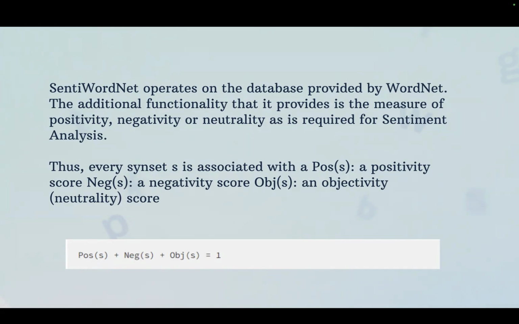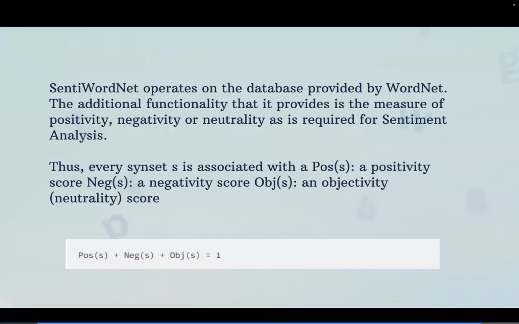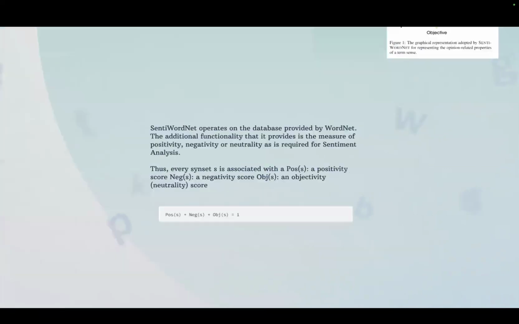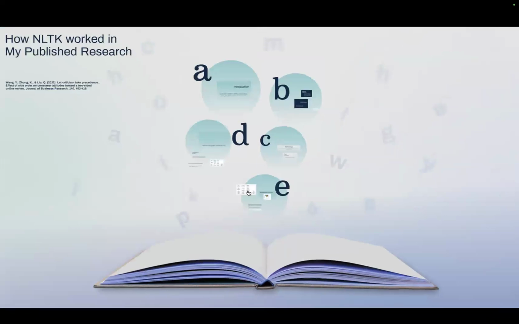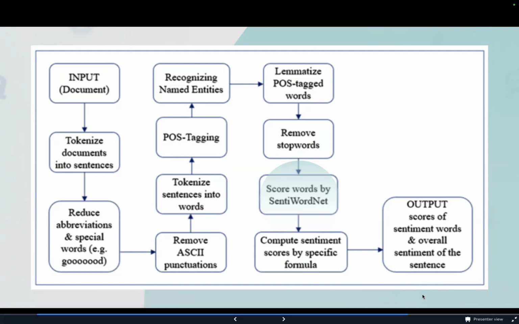Just like what we can see in this formula, every synset is associated with a positive score, a negative score, and an objective score, adding up to 1. That's how we can give each word their score at the sentimental level. And finally, we can compute the sentiment score by another formula. You can see that in my paper, and output the scores of sentiment words, also the overall sentiment of the sentence. So we can discern consumers' emotion, their real feelings, more precisely.